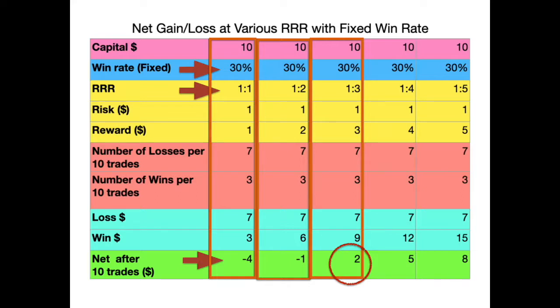So if you choose a trade that has an RRR of 1:4 and your win rate is 30%, after 10 trades you would have gained $5. And at the RRR of 1:5, the net gain is $8 after 10 trades. So that's a whopping 80% gain. So the shift in fortunes occurs at the 1:3 RRR. This is the likely reason why traders use this as their minimum RRR for any trade, especially considering that a 30% win rate is an acceptable win rate.